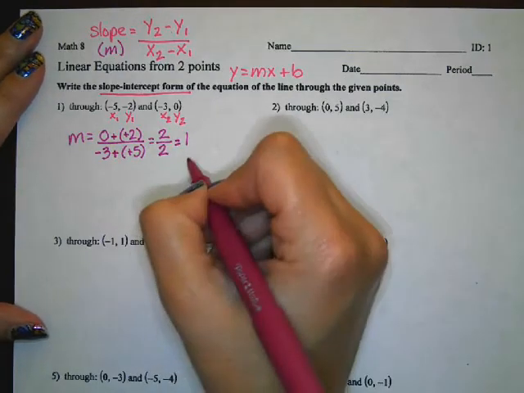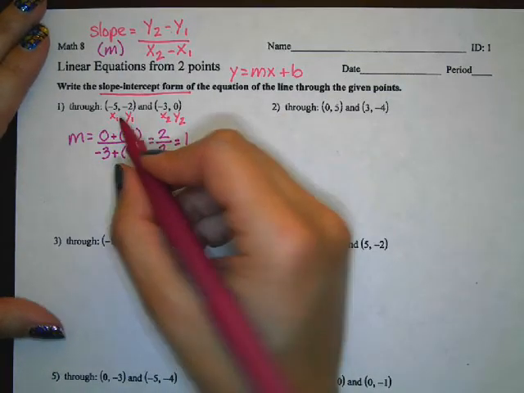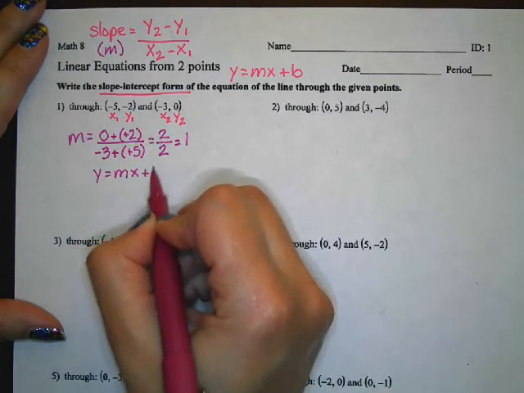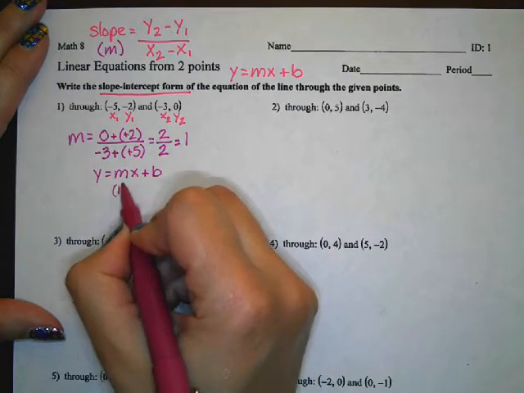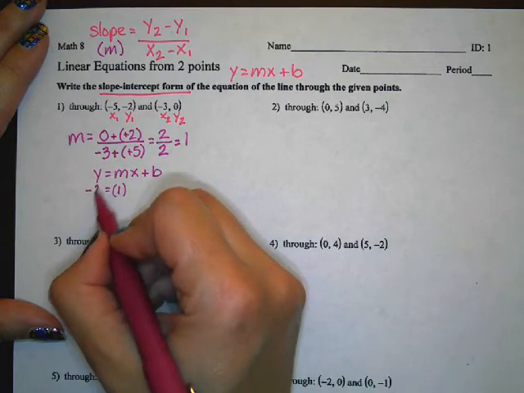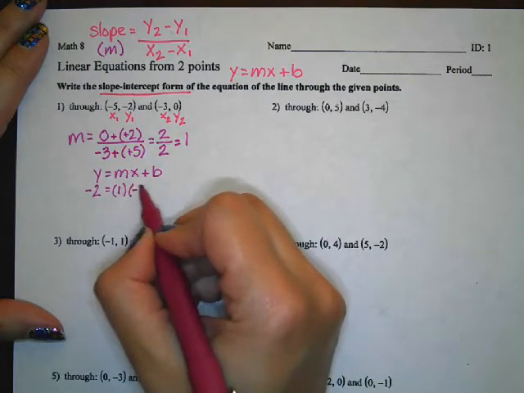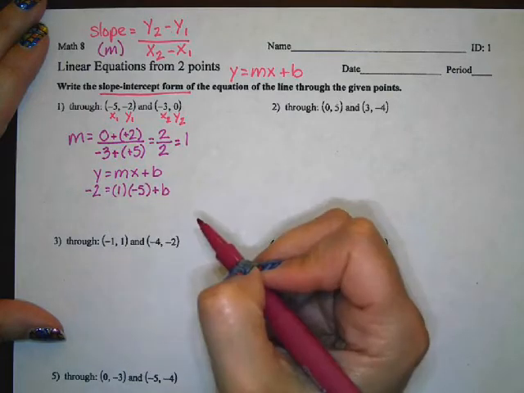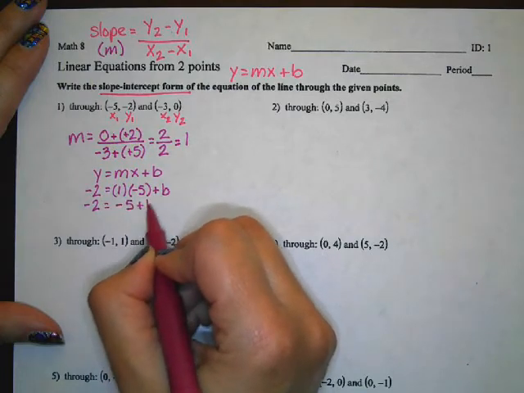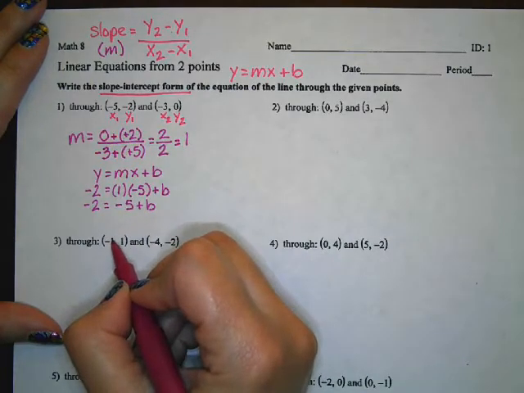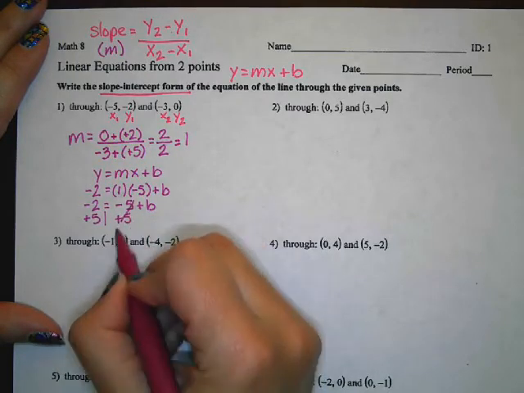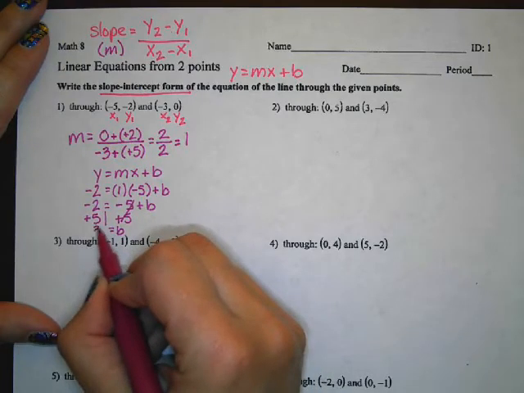And then we used our slope and one of the points to find the equation. So y equals mx plus b. We know that our slope is 1, the m is 1. Using our first point, our y value is going to be negative 2. Our x value is negative 5, plus b. And then simplifying, negative 2 is equal to negative 5 plus b. We solve for b by adding 5 to both sides here. So b is equal to 3.